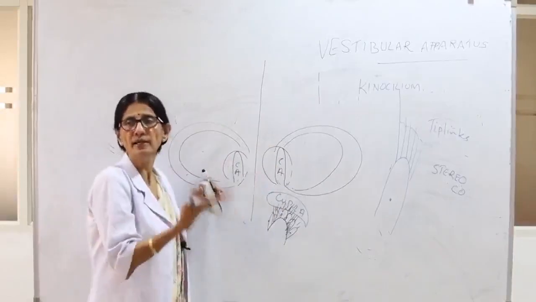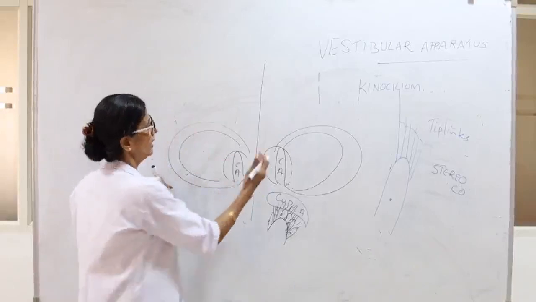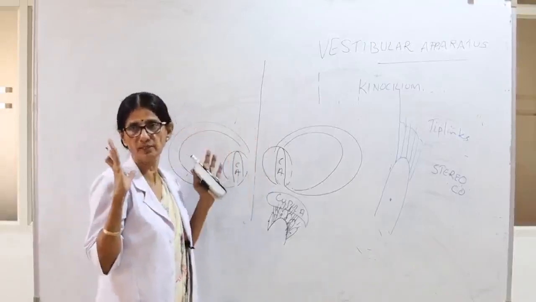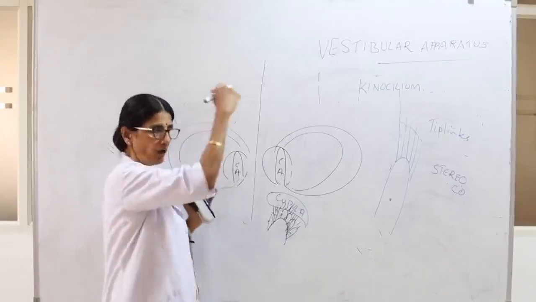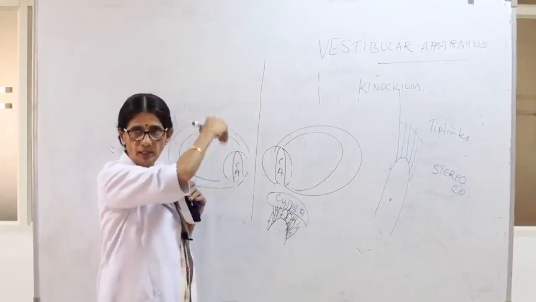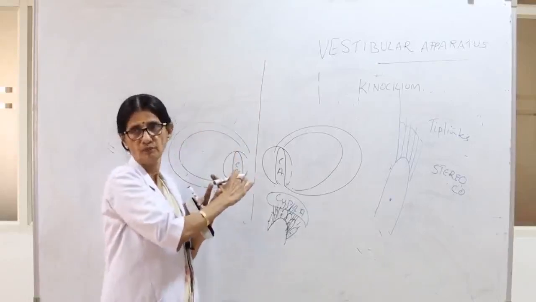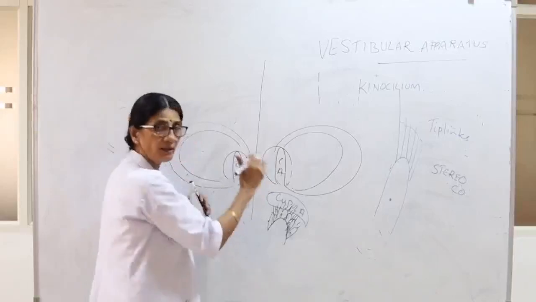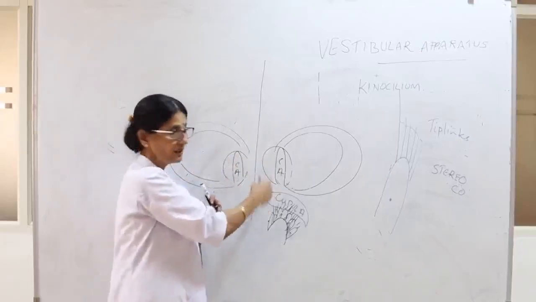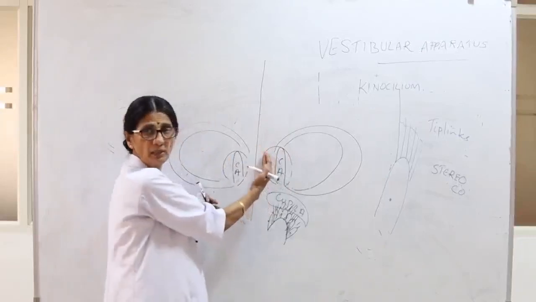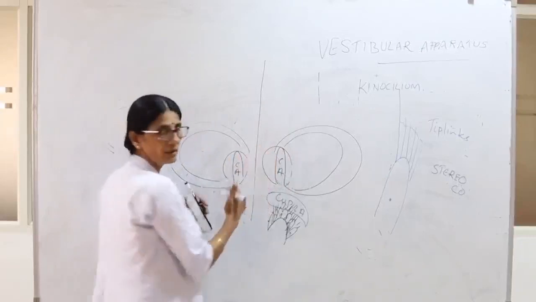But for better learning and understanding, just imagine that the kinocilium will always be towards the midline. That will make learning very easy. This is because the semicircular canals open into the utricle, so the kinocilium is also towards the utricle. So when we consider 2 semicircular canals on the left and the right, the kinocilium on the right side will be near the midline. Here also it will be nearer the midline.